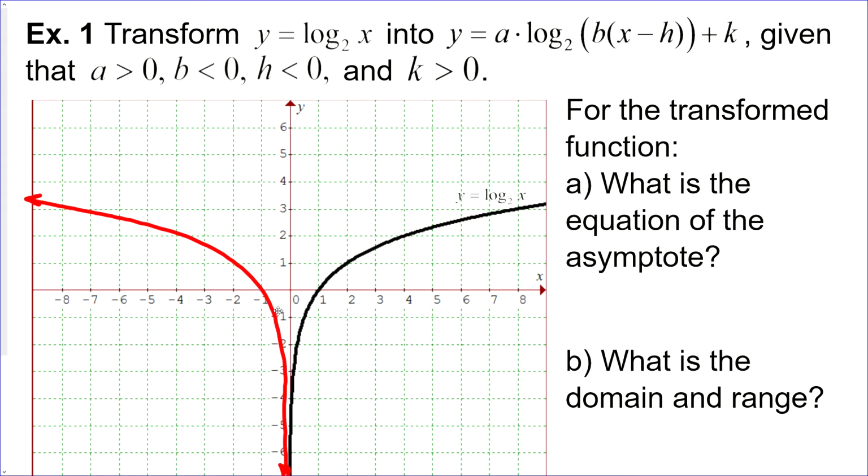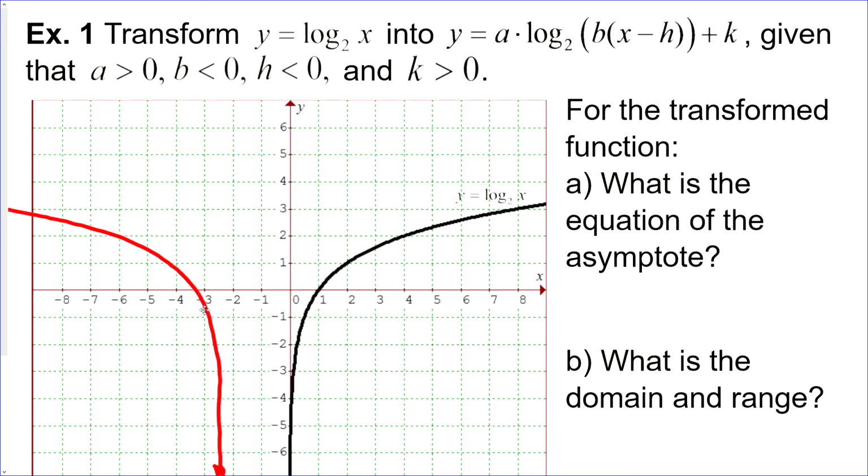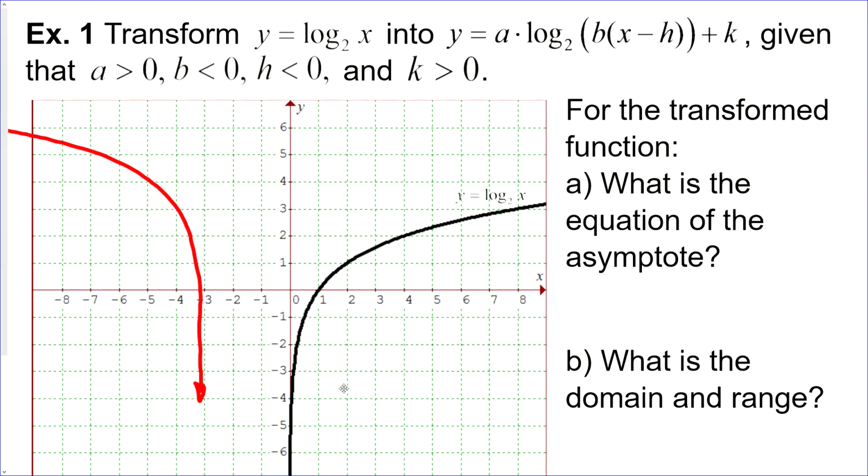Now h is less than 0. That means that we have a horizontal shift left by h units. And I don't know what h is. -1, -2, -3, I don't know. So I'll just put it here. Next we've got k is greater than 0. That means we've got a vertical shift up of k units. And again, I don't know what k is, so I'll just slide it up here. And that looks good enough. So my new graph looks something like this.